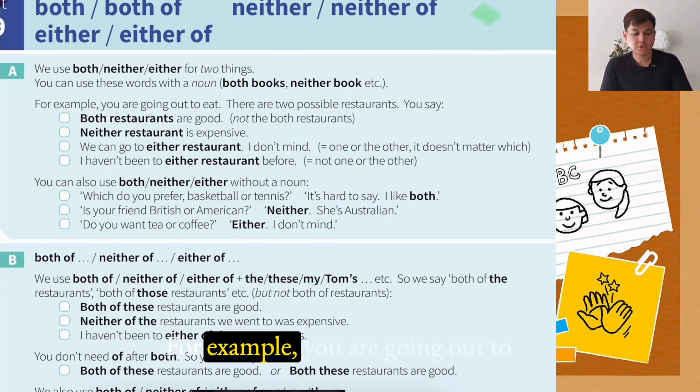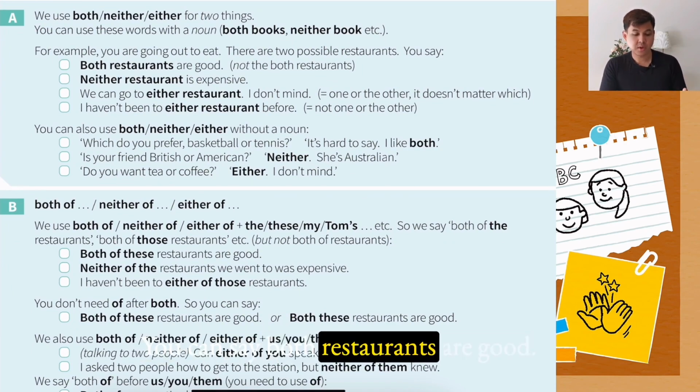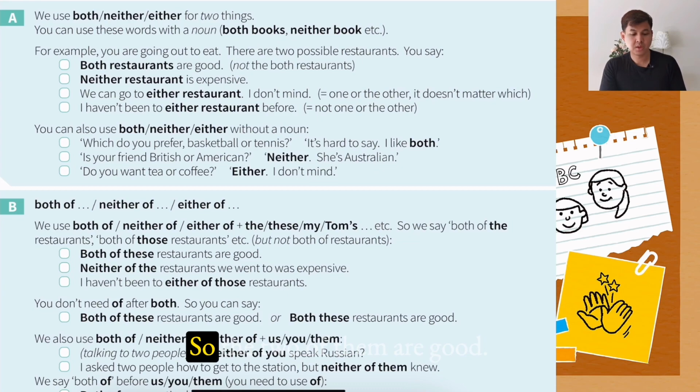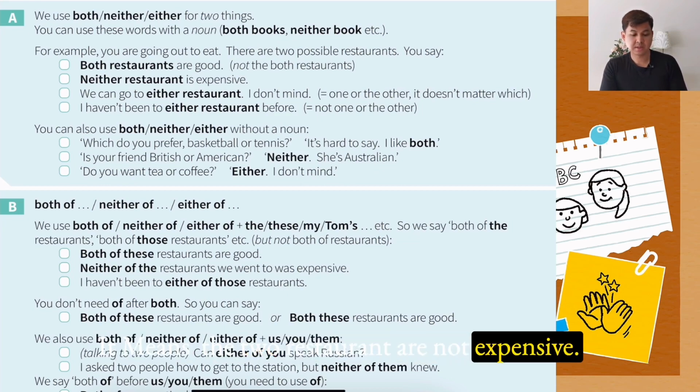For example, you are going out to eat. There are two possible restaurants. You can say, both restaurants are good, not the both restaurants. Both restaurants are good. So the two of them are good. Neither restaurant is expensive. It means the two restaurants are not expensive.